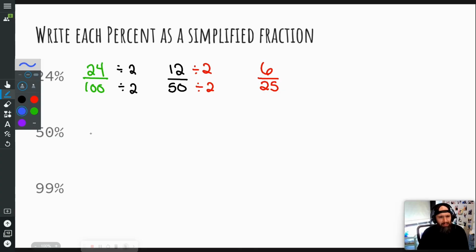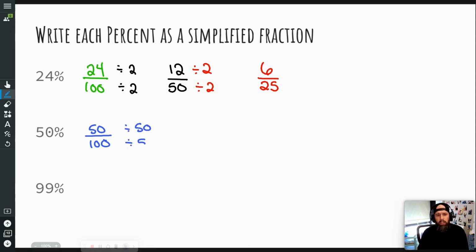50% again? All right, 50 out of 100. We did this already. I don't know why I did it again. Silly me, I must not have been thinking. Divided by 50 is going to give you a half. But we already know that because we already did it.